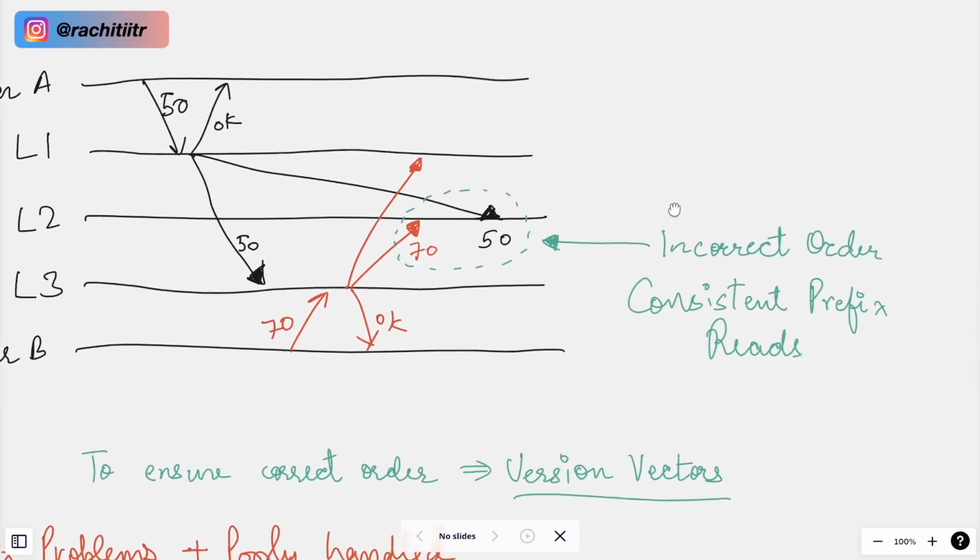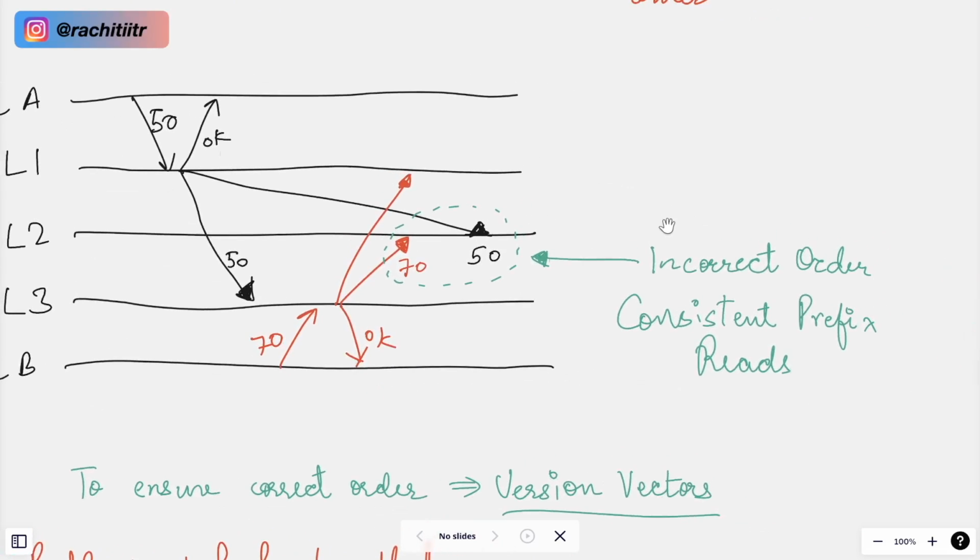And this is the incorrect order or consistent prefix reads that we discussed with the single leader problem as well. So for a brief duration of time, it had received a write which should have actually happened after this, right? This is similar to the chat problem. So you are seeing the reply first and then the actual question is coming later on. So this is exactly, you can say, a metaphor for the inconsistent order consistent prefix reads problem.